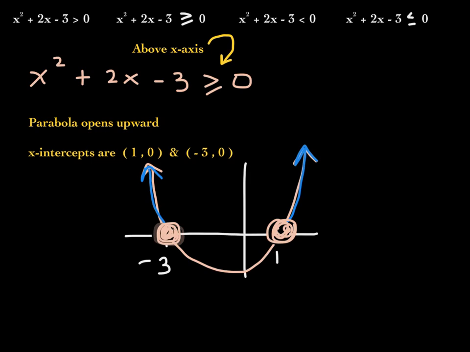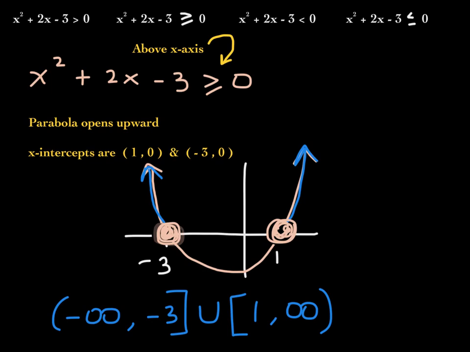So looking at the next inequality, it still means above the x-axis, okay? It's still opening upward. The x-intercepts are still the same, but this time, notice I closed in the circles. This time I should be including my endpoints, my x-intercepts. So the solution set is almost identical. Negative infinity to negative 3, but a bracket at negative 3 to include it. Union, a bracket at 1, and then to positive infinity.